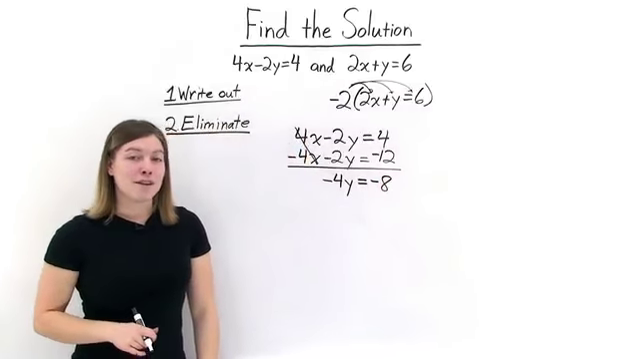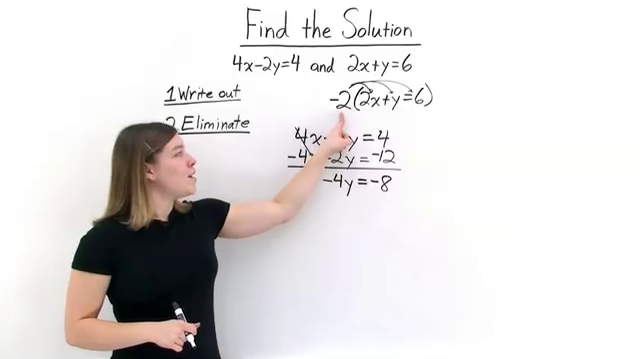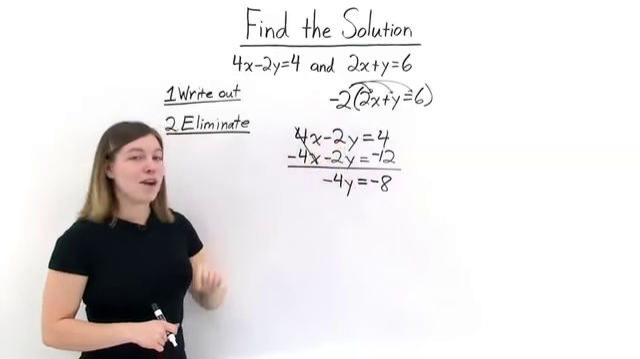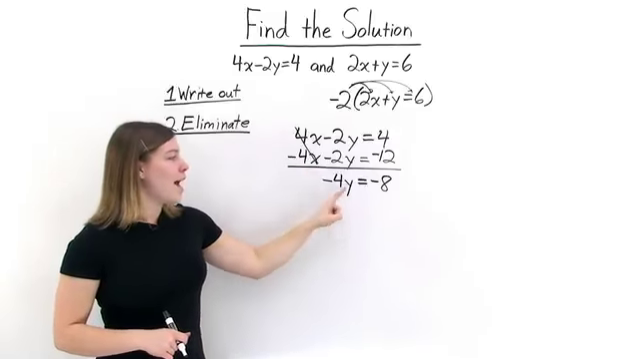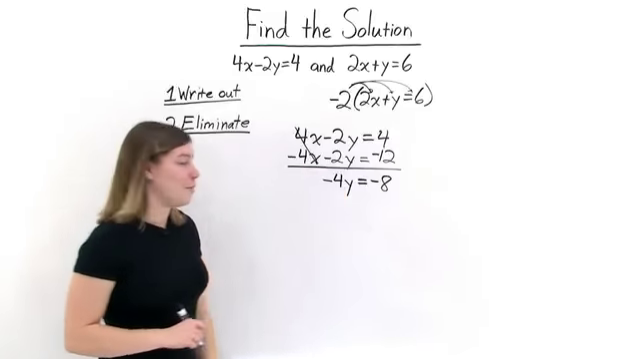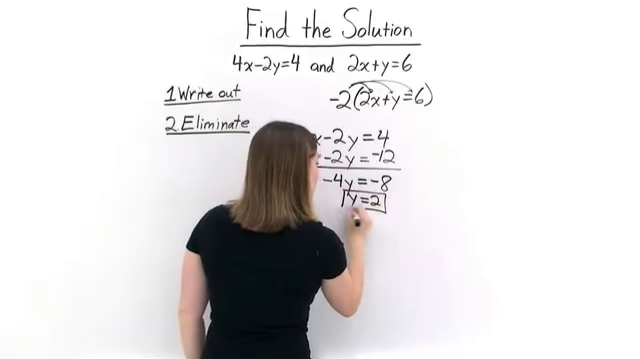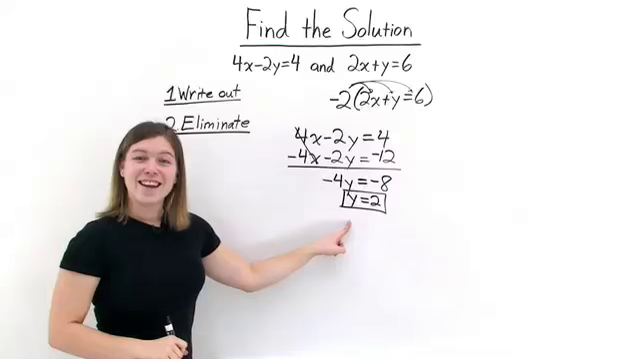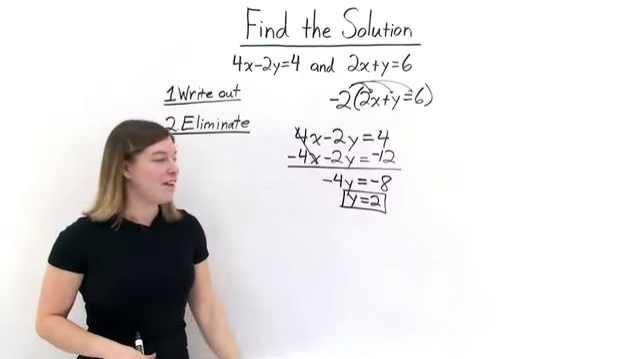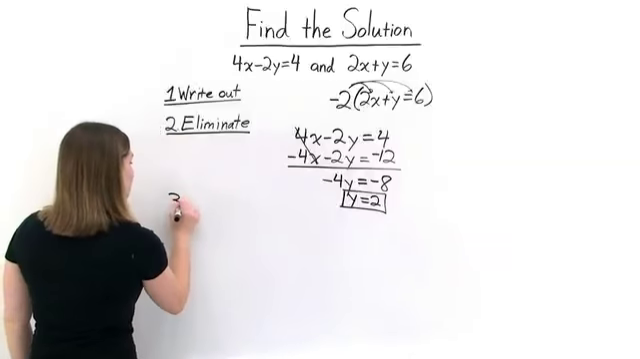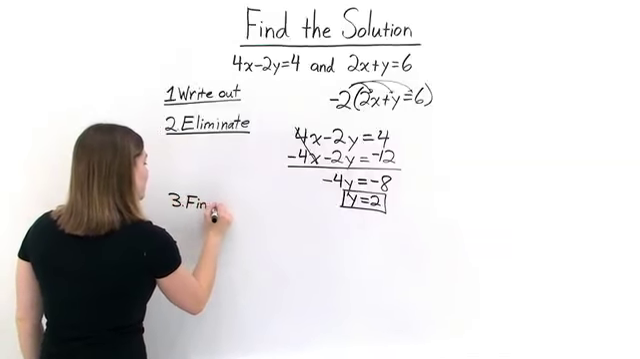Now look at what happened. By taking equation 2 and multiplying it by negative 2, and then combining our equations together, we eliminated x and are just left with our y variable. When we solve for y, we get that y equals 2. Hey, we have half of our solution. y equals 2.